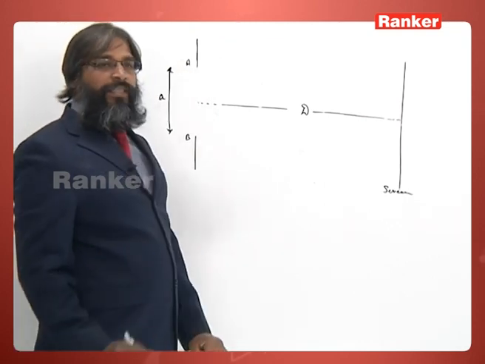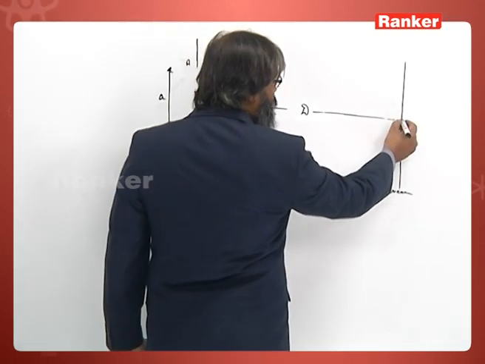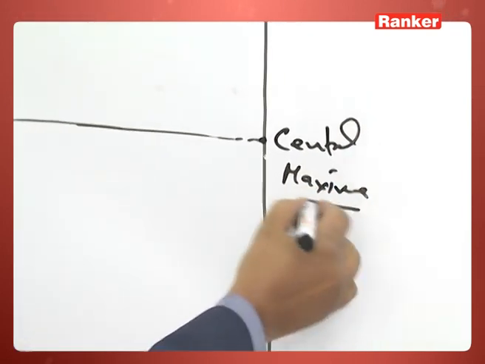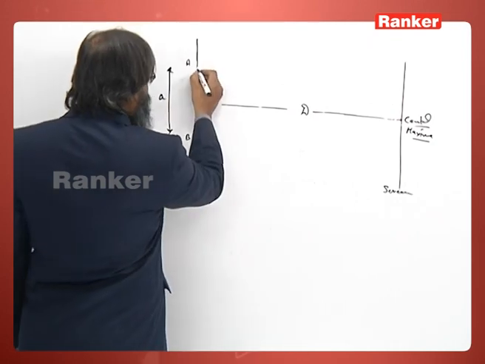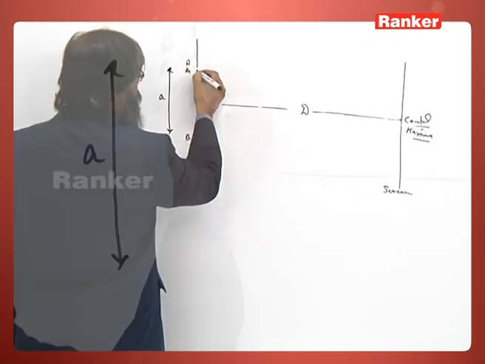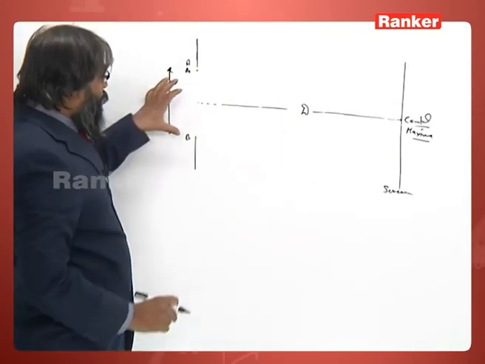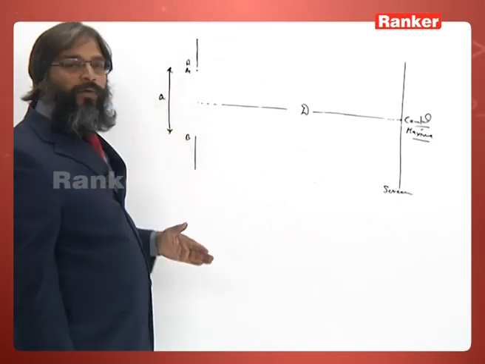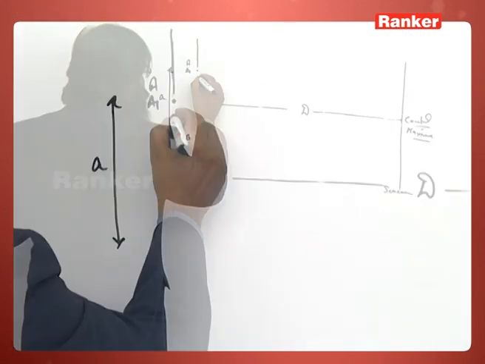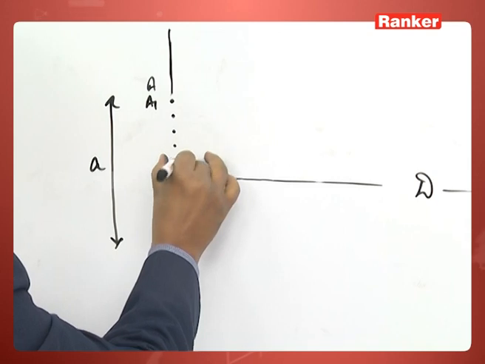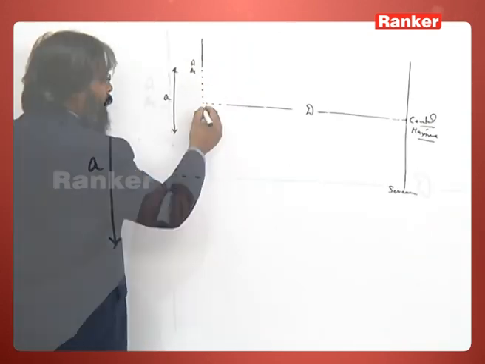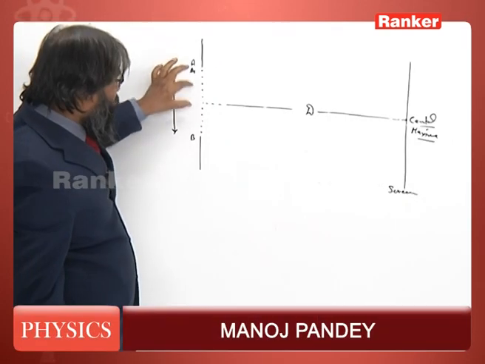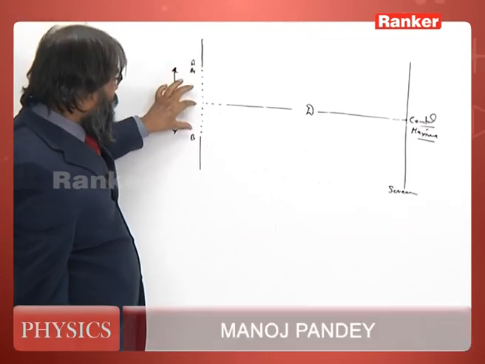Let us first see what happens at this place. This place is called the central maxima. Suppose there is a point A1. What we do is divide the whole slit into two halves: this will be the upper half and this is the lower half. We divide it into a large number of secondary sources, all equidistant. Suppose here 10 are there, here also 10. If 20, 20, actually it is infinitely large in number.